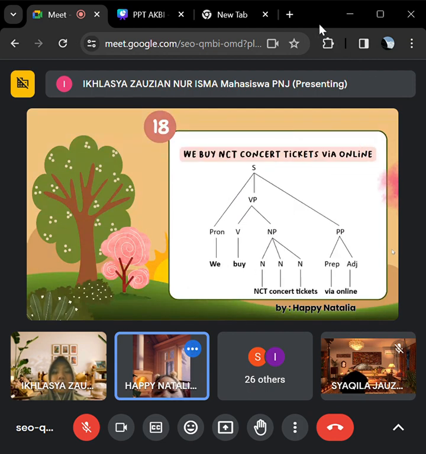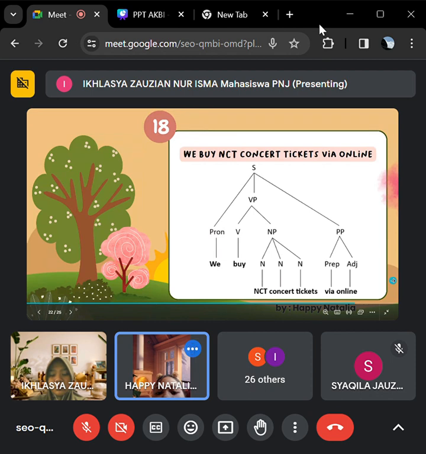Next. We is a pronoun. By is a verb. NCT is a noun. Concern is a noun. Taiket is a noun. NCT concern taiket is a noun phrase. By NCT concern taiket is a verb phrase. Via is a preposition. Online is an objective. Via online is a prepositional phrase. We by NCT concern taiket via online is a sentence.